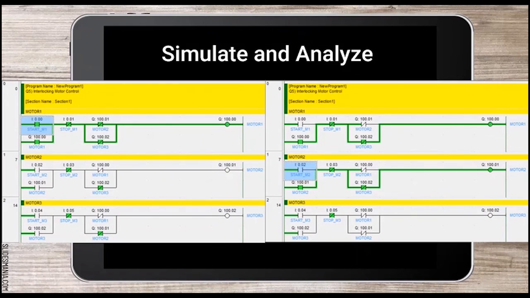In the simulate and analyze part, at the left diagram, when start M1 is triggered at rung 0, motor 1 will start running. While at the right diagram, when start M2 is triggered at rung 0, motor 1 remains running, interlocking motor 2 will open and current flows through interlocking motor 3. At rung 1, motor 2 will start running, interlocking motor 1 will open and current flows through interlocking motor 3.